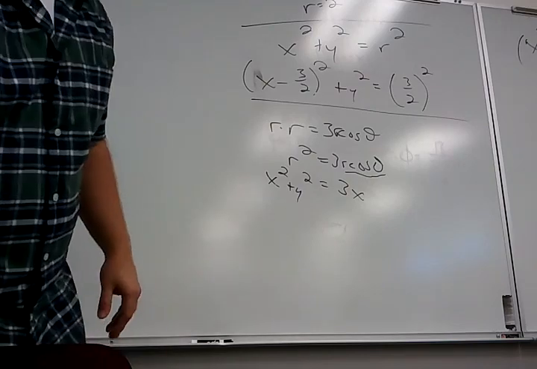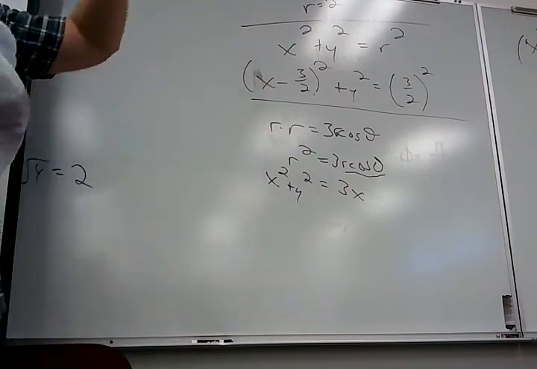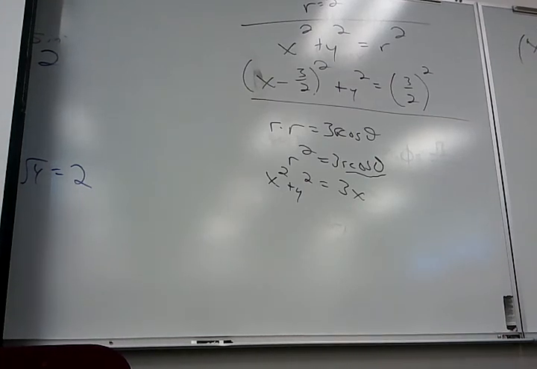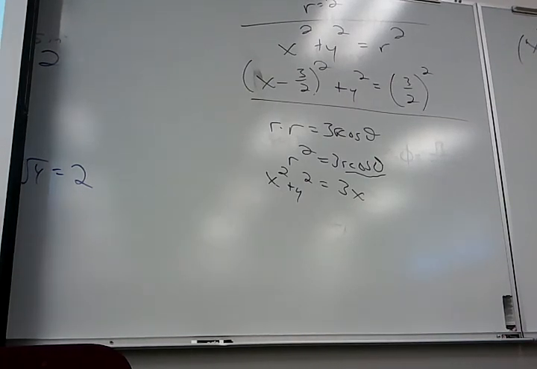So if r is 2, in fact, let me do this. How do you graph the line x equals 2 in rectangular? No matter what y is, x is 2. So x has to be 2 there, there, there, there, there. No matter what y is, x is 2.